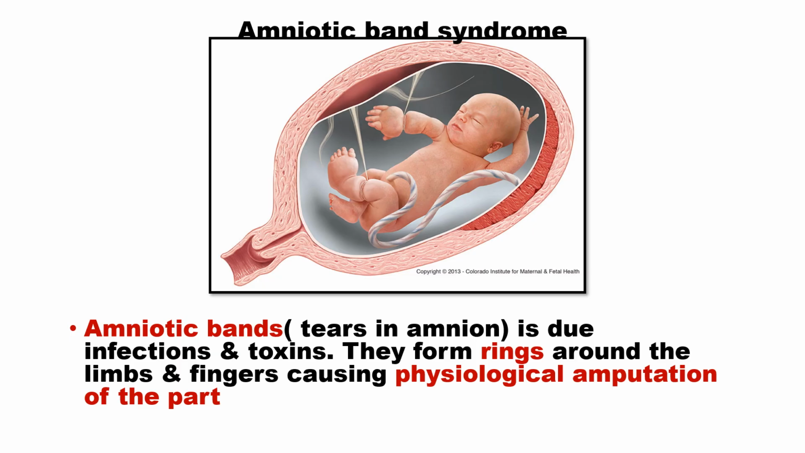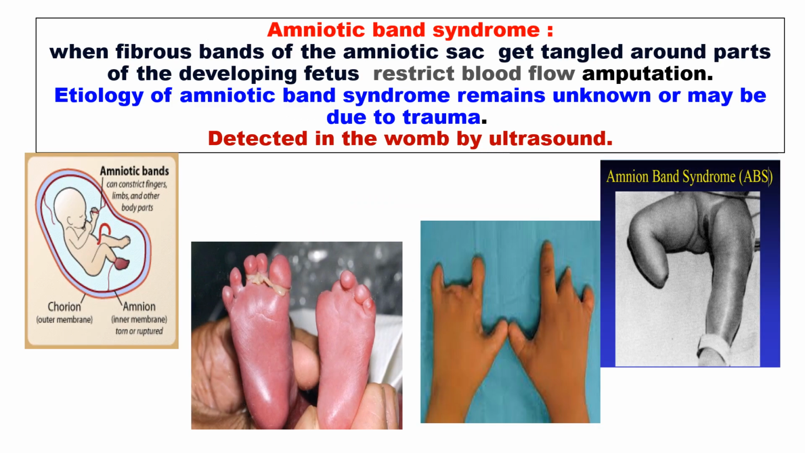Amniotic band syndrome. Amniotic bands or tears in the amnion are mainly due to infections and toxins in the amniotic fluid. They form rings around the limbs or fingers, causing physiological amputation of that part. In amniotic band syndrome, various fibrous bands of the amniotic sac get tangled around the developing parts of the fetus, restricting the blood flow and causing amputation. The etiology of amniotic band syndrome remains unknown, but it may be due to trauma. It can be detected by ultrasound.